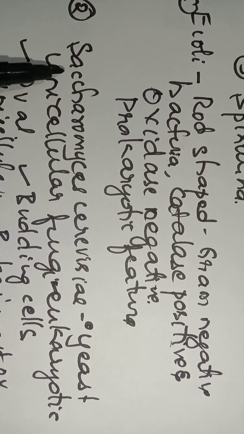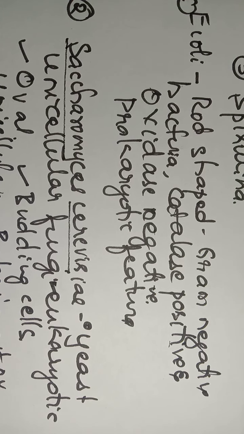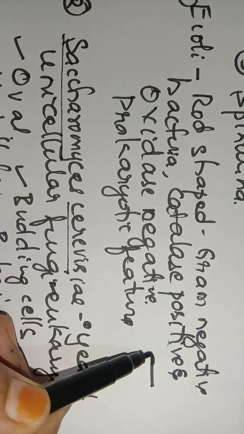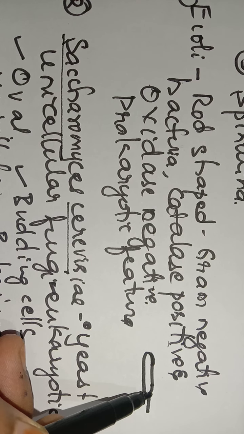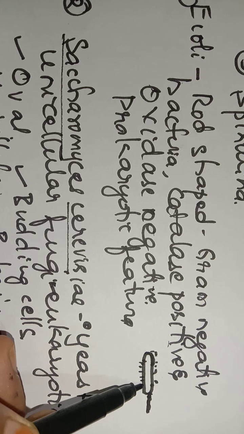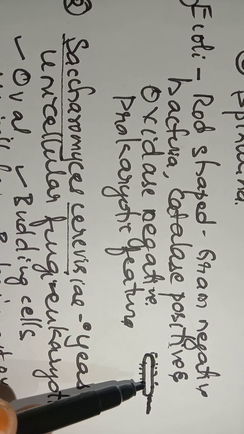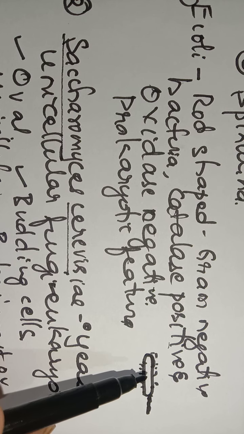When E. coli will be given, it will be shown as a rod shaped bacteria with flagella, and you will be having some villi or fimbriae over there. By looking at this image, you are able to identify that it's an E. coli. You have to write that it's a rod shaped bacteria, gram negative bacteria, catalase positive, oxidase negative, and it's having the prokaryotic features.